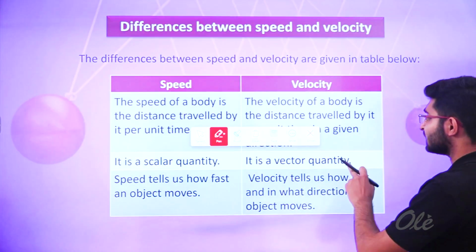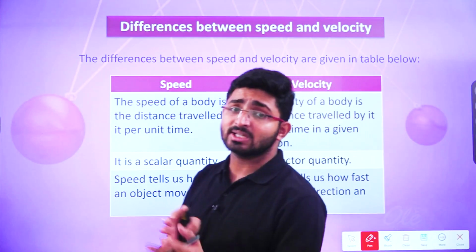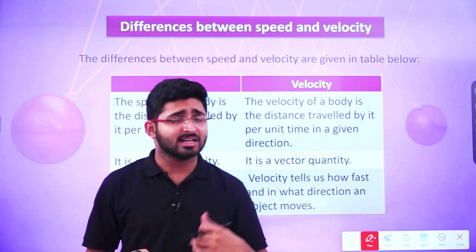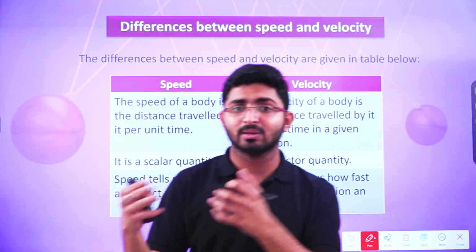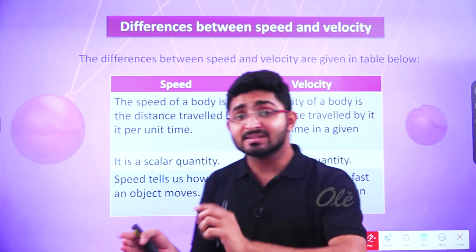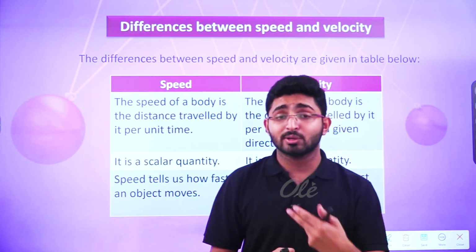Now moving ahead, we have the next concept, that is the differences between speed and velocity. See, what we have studied previously, what is speed? Speed is the distance traveled per unit time taken. The SI unit of speed was what? It was meter per second, and the formula is speed is equal to distance traveled upon time taken. But in the case of velocity, what is it? Velocity is distance traveled per unit time taken in a given direction. So that will be the velocity of an object.